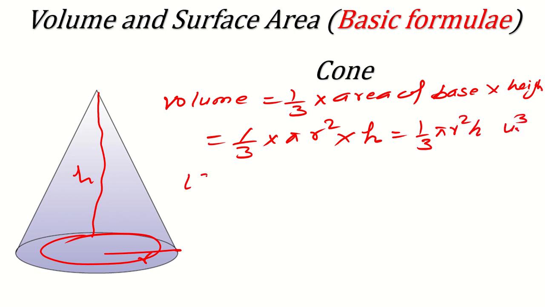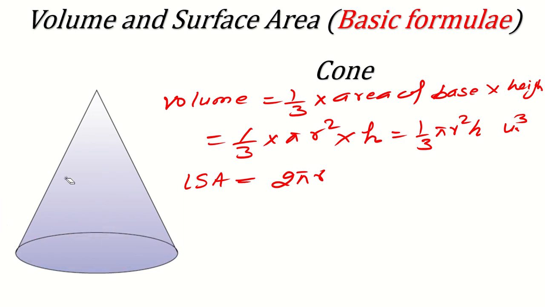Okay, now its lateral surface area will be the same one, like this circumference, and this circumference is what? 2 pi r. But here it is not the same up to the height like a prism. It is not a prism, it is a pyramid. So what will you do here? 2 pi r, and then you will take the slant height: 2 pi r l.